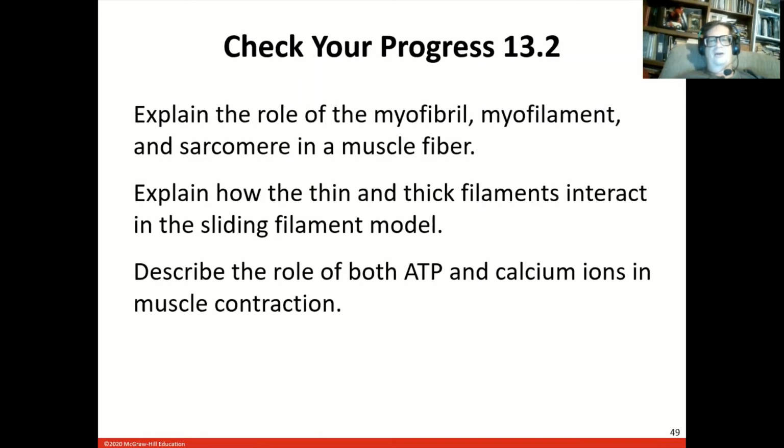There is a memory check here. I will pause for a moment and you can see if you can answer these questions. If you can, that's great. If you can't, rewind, watch it again, and then we'll move on.